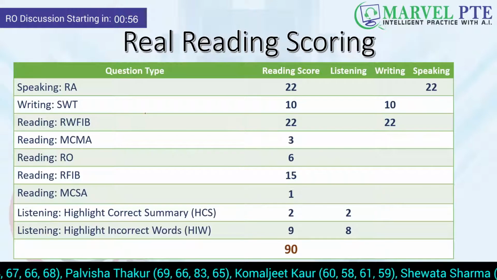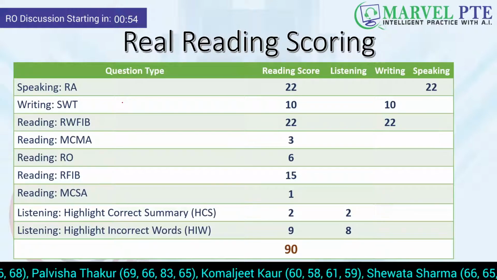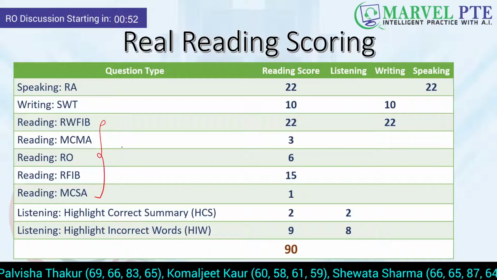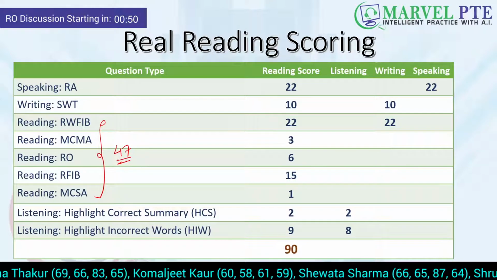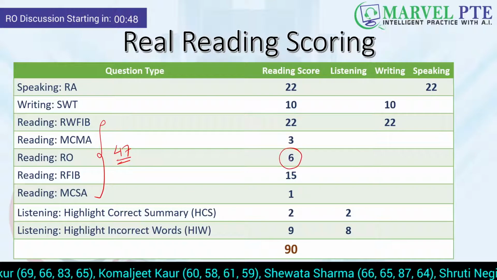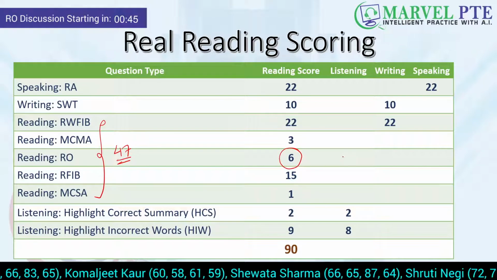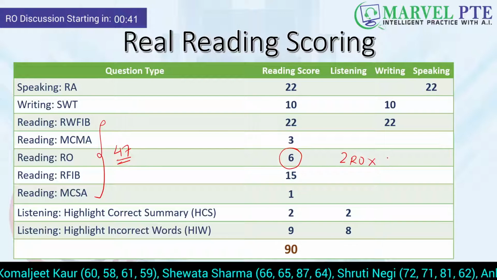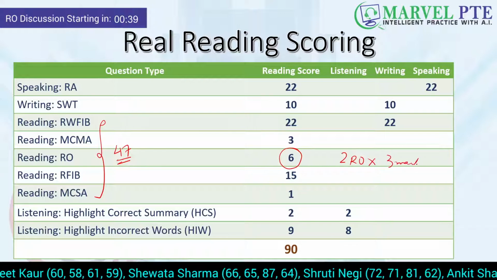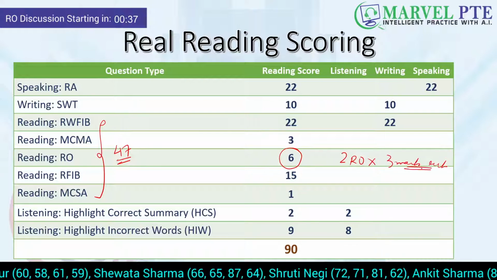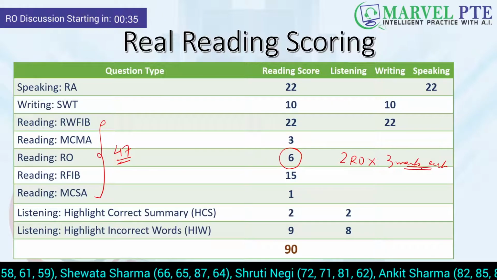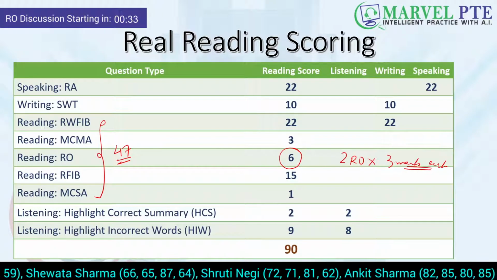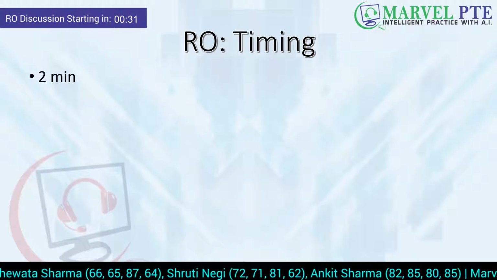This is the real PTE reading scoring. As you can see, the total reading module just contributes 47 marks and 6 marks are for reorder paragraphs. So if you are getting 2 reorder paragraphs in your paper, it's going to be 3 marks each. But yes, every mark counts, so you have to pay attention to that. And if you understand our strategies, it will be very easy to score.